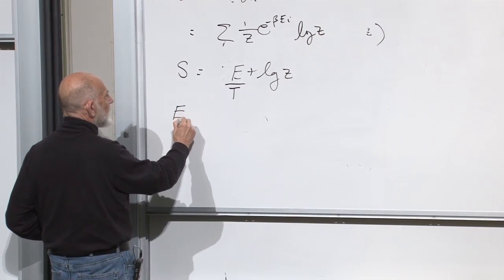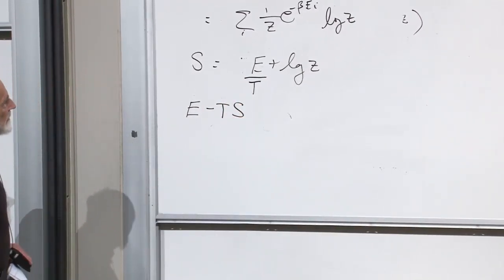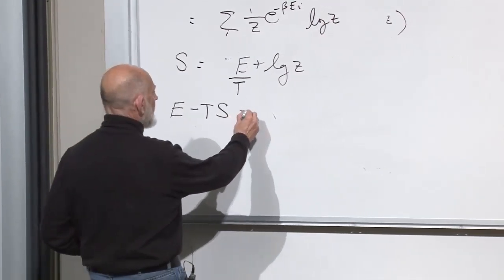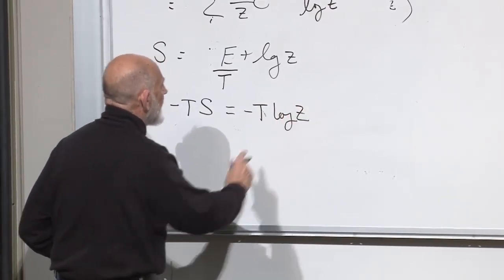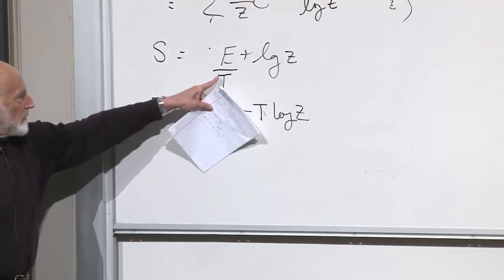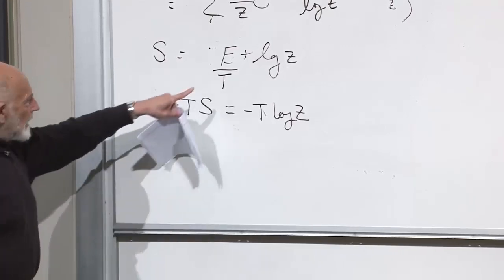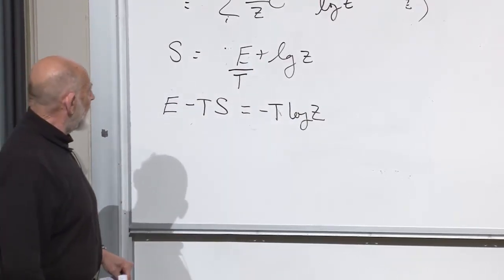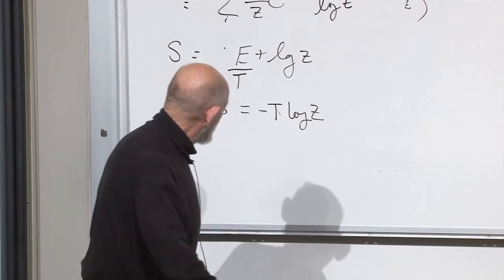Energy minus T times S. Is it energy minus? Yes, I think it's energy minus T times S is equal to minus T log Z. I've multiplied by T, so that means we have T times S. We get rid of the T in the energy term, energy minus T times S, and that's equal to T times log Z with a minus sign. Yes, with a minus sign.